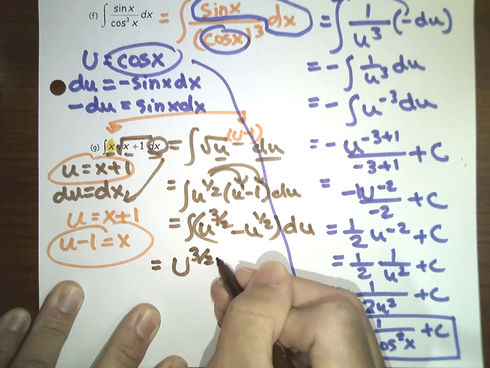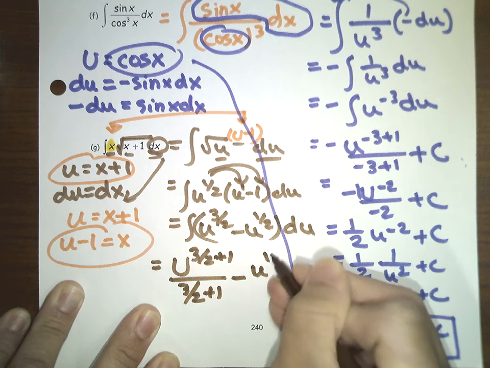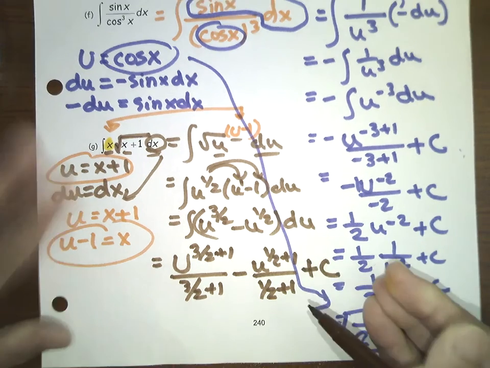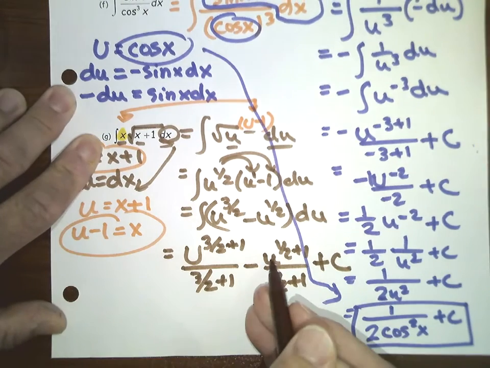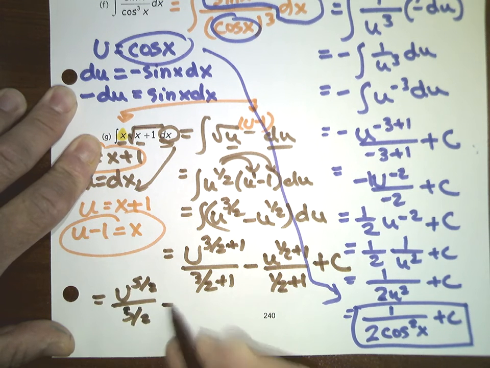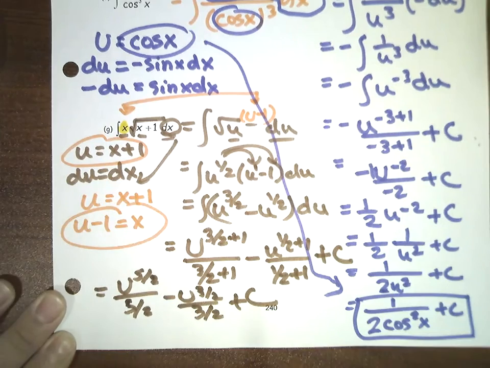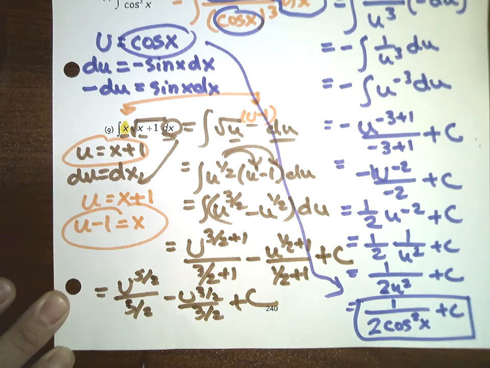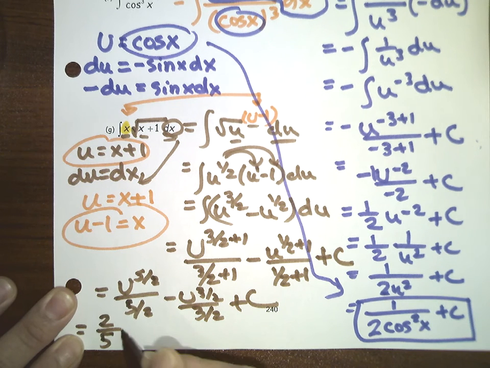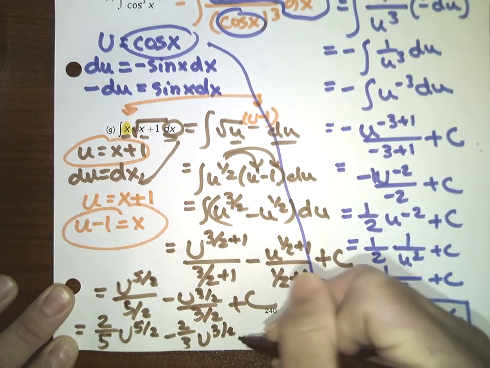So u to the 3/2, and remember, add 1 all over the new exponent of 3/2 plus 1, minus u to the 1/2, add 1 over the new exponent of 1/2 plus 1, plus c. And then 3/2 plus 1 is 5/2. So u to the 5/2 over 5/2 minus u to the 3/2 over 3/2 plus c. And then finally, I multiply by the reciprocal. So the reciprocal of 5/2 is 2/5. So 2/5 u to the 5/2 minus 2/3 u to the 3/2 plus c.